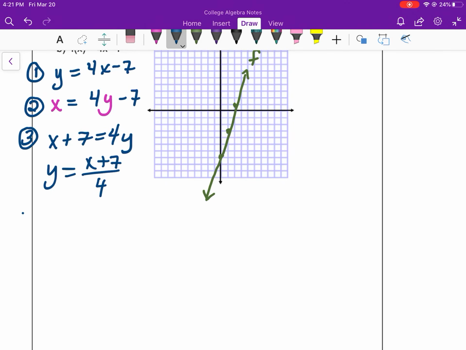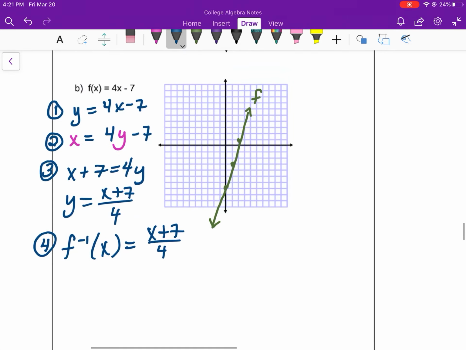Okay. The fourth step is to call y f inverse. And so when I grade these, I do look at, did you call it f inverse? This is going to be super important. You have to give it a new name, and you guys will get points taken off if you don't. So make sure you do call it f inverse. Now we're going to go ahead and graph that.